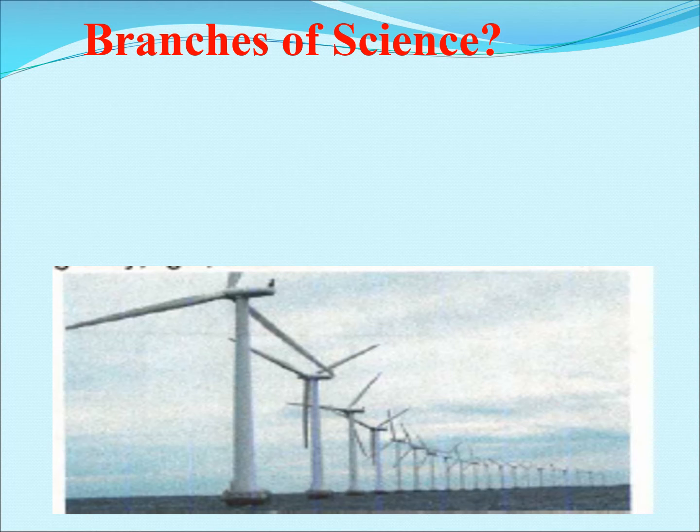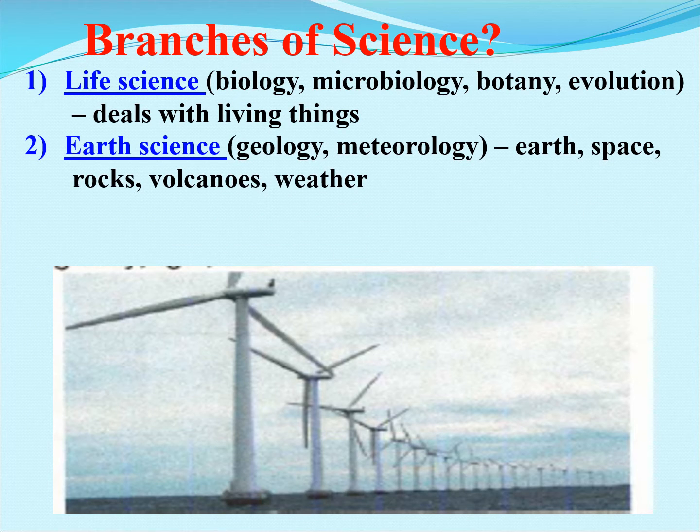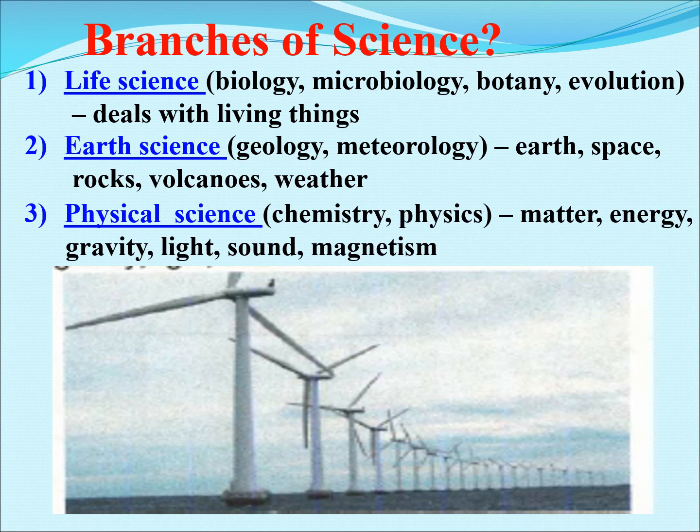The branches of science. First, we have life science, which includes biology, microbiology, botany, evolution. This branch deals with living things. Second branch is earth science, which includes geology, meteorology, earth, space, rocks, volcanoes, and weather. And the third branch is physical science, which includes chemistry and physics. It studies matter, energy, gravity, light, sound, and magnetism.